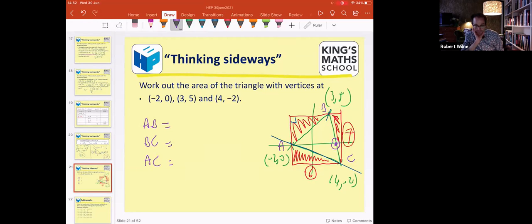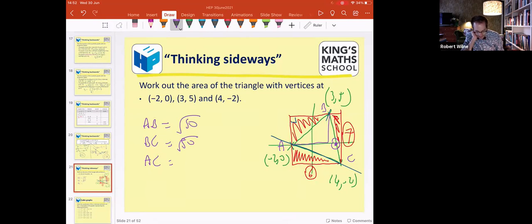Any thoughts? BC is definitely root 50. I'm absolutely happy with that because it's across 1, down 7. I think, Johnny, AB is root 50 as well, because it's across 5, up 5. So it's 25 and 25. So AB is also root 50.